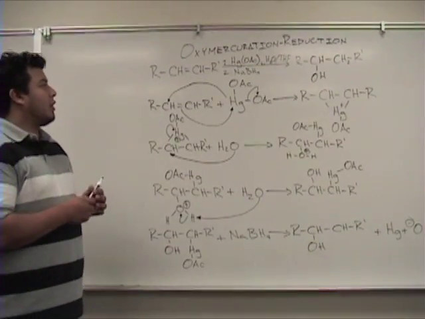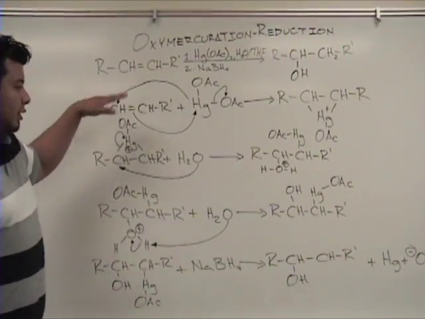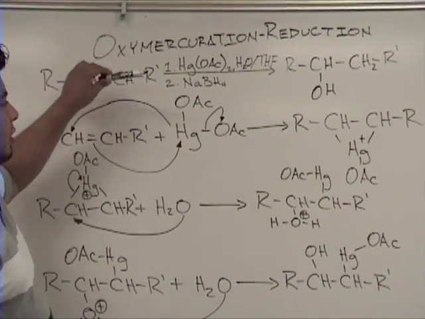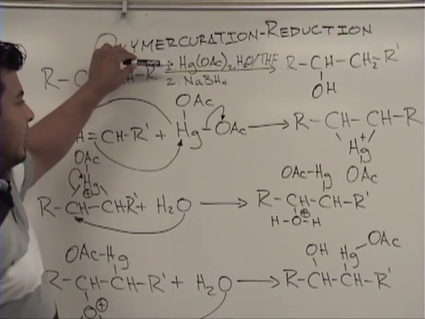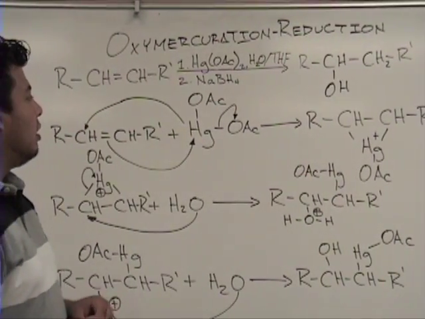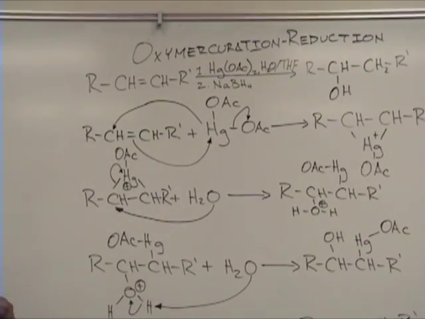We're going to do oxymercuration-reduction. We have our alkene, the generic formula for the mechanism, and we're going to react it first with mercuric acetate in aqueous tetrahydrofuran, and secondly we're going to add sodium borohydride.